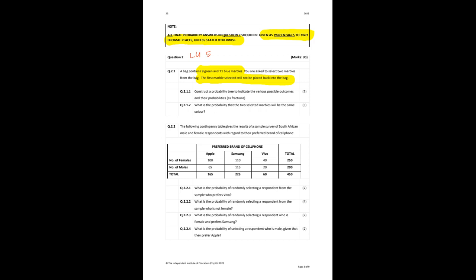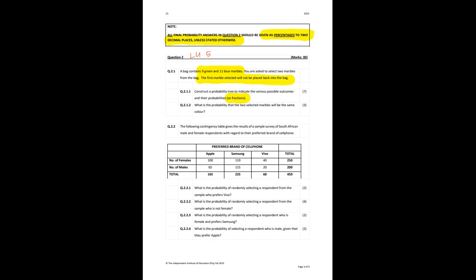And then they said to you, construct a probability tree to indicate the various possible outcomes and their probabilities as fractions within brackets. So please make sure to adhere to that. And that was for 7 marks. And once you've drawn up that probability tree and calculated the various possible outcomes, you are then asked what is the probability that the 2 selected marbles will be the same color.